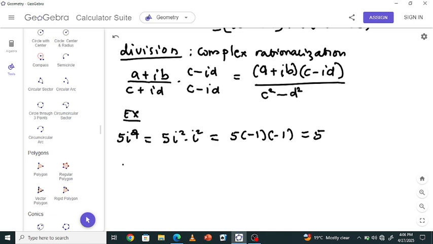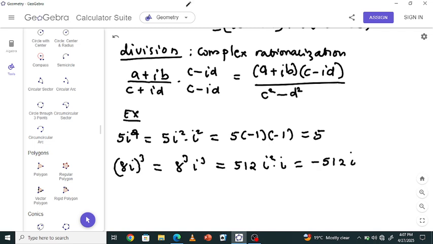And then assuming you are given 8i cubed, this is the same as 8 cubed i cubed. That gives you 512 i squared times i. We will have minus 512i, since i squared will give us -1.